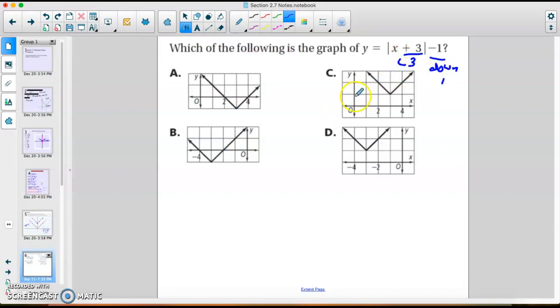Okay, so we have our parent function, which would be on the origin. We'll just go A, B, C, and D. So A, we're supposed to go to the left 3. Well, this one goes to the right 3, so this one's a no. B, we go to the left 3, 1, 2, 3, yep, and then down 1, so this would be it. This one is to the left 3 and up 1, that's not what we need, and this one's to the right 3 and up 1, definitely not what we need.